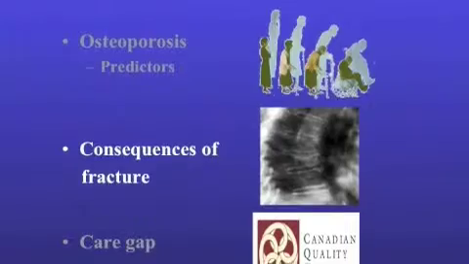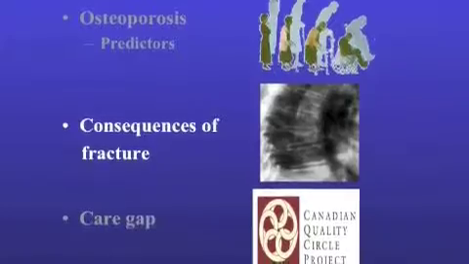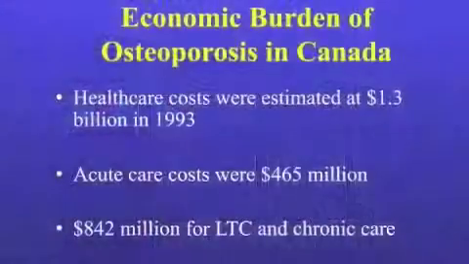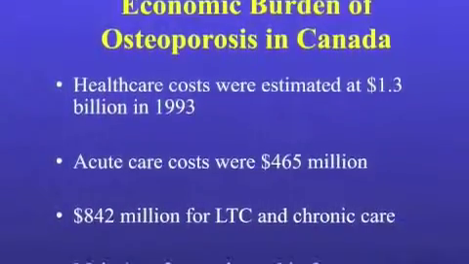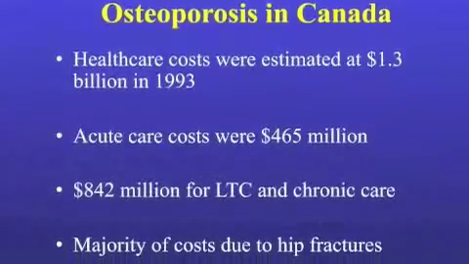So now I'd like to talk about the consequences of fracture. The first, there's a huge economic burden associated with fractures in Canada. In 1993, it was estimated that the healthcare costs related to fractures was 1.3 billion Canadian dollars. And if we divide this number into acute care and long-term care, the acute care costs, including hospitalization, outpatient care, and drug therapy, would be about $465 million. And $842 million were set aside for long-term care and chronic care.